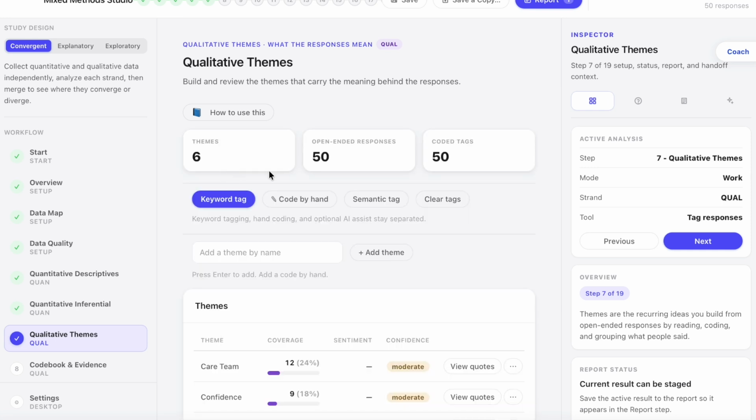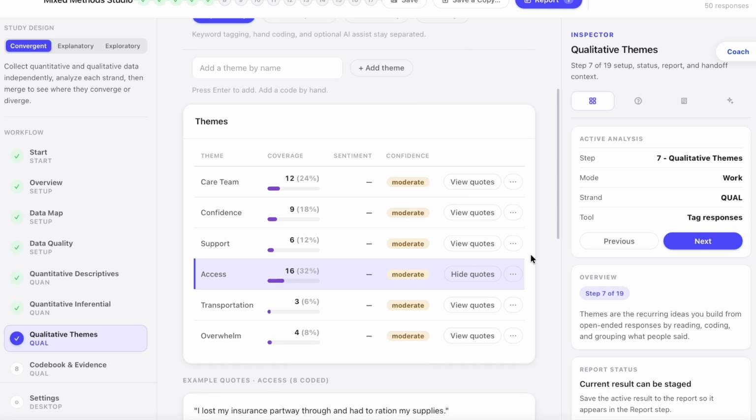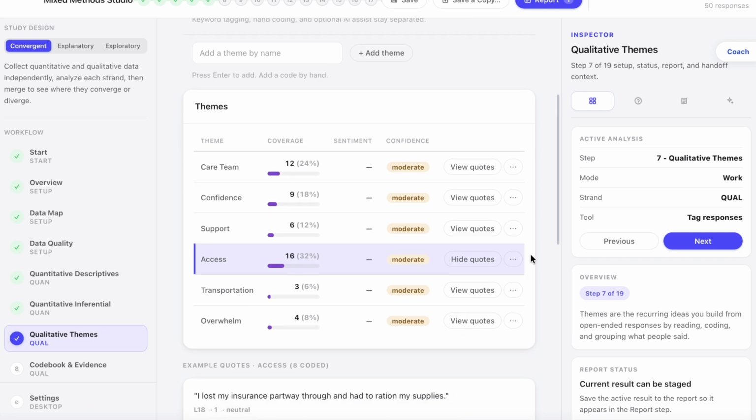Access is the biggest theme at 16 responses. Care team 12, confidence 9, support 6, overwhelm 5, transportation 3. Already a hint. Access, the barrier theme, is the loudest voice in the room.